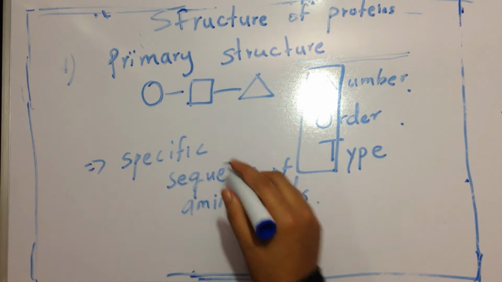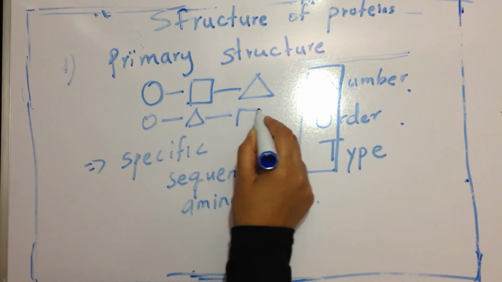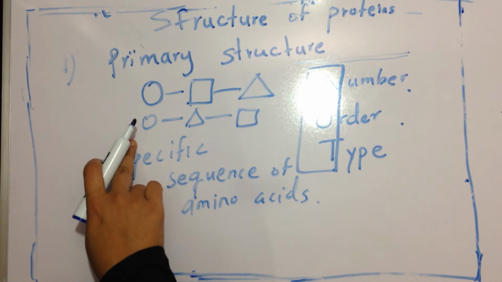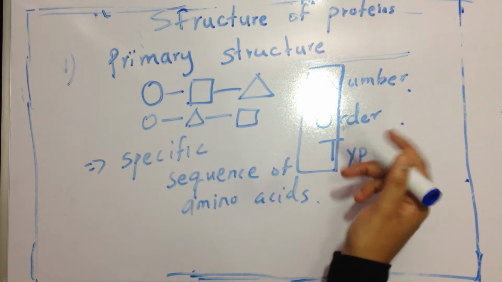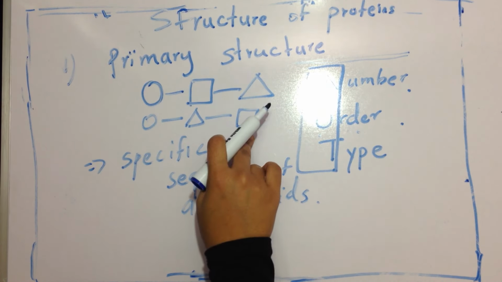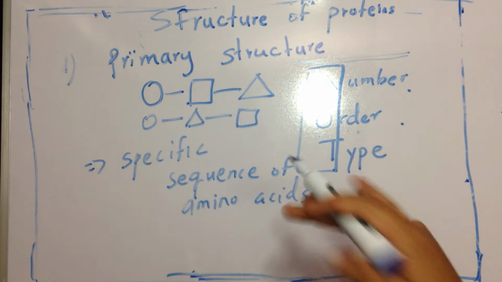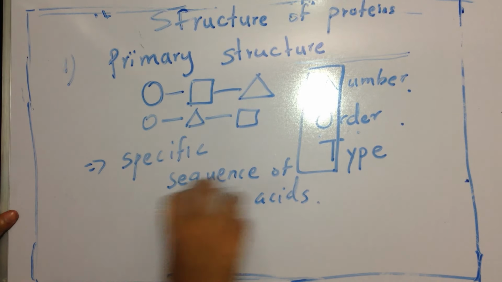Okay. So if I have structures like this, the first protein is different from the next one, because although they contain the same number and the same type, the order is different. So if any one of these differ, that means that is a different protein. Okay, we'll learn about how the primary structure is determined when we talk about protein synthesis.